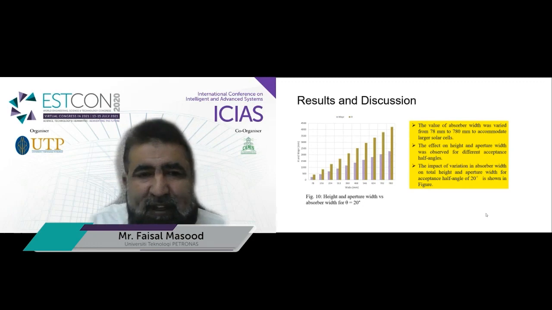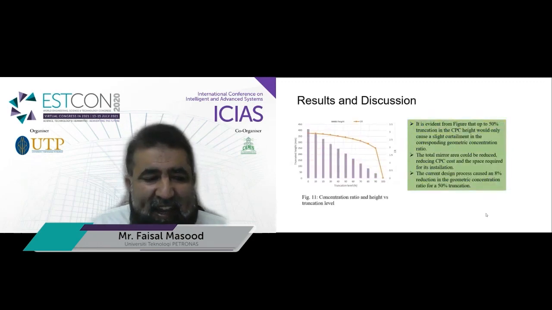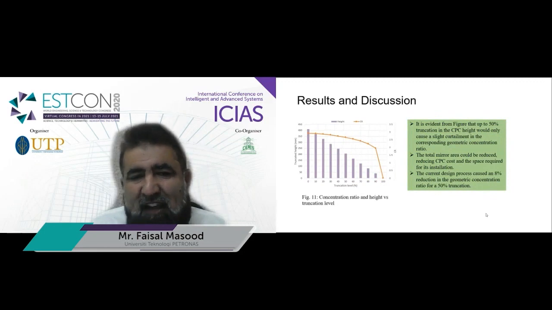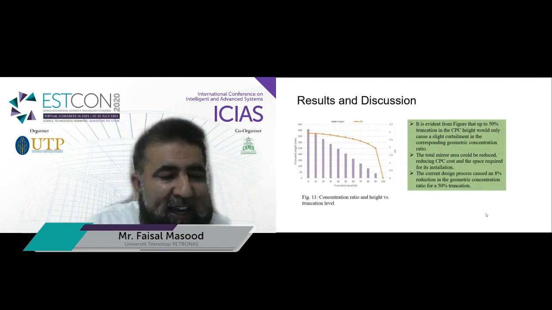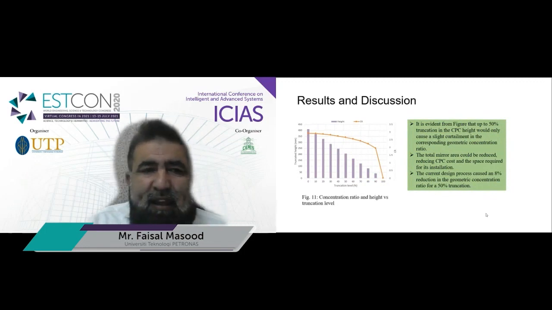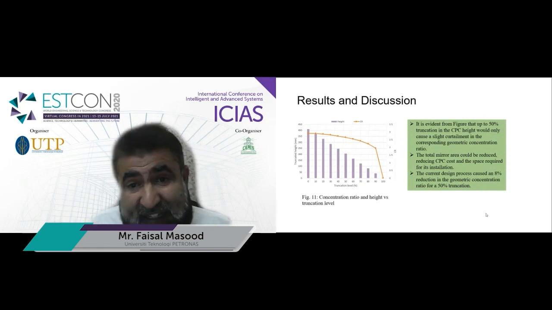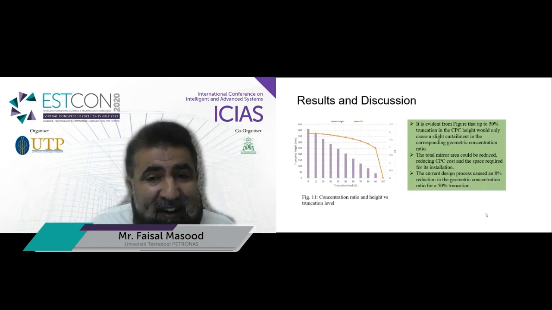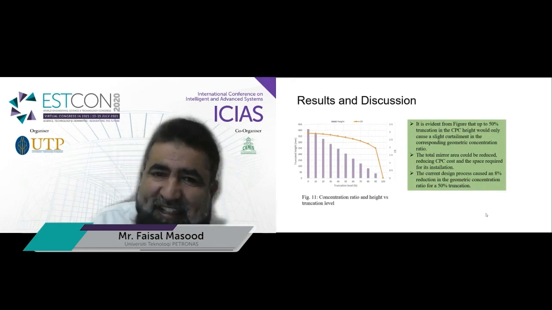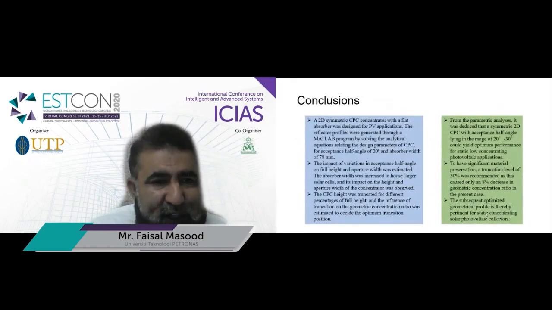and aperture width also increase. And here is the concentration ratio and height versus truncation level. As the truncation level increases, CPC height decreases, so total mirror area also decreases, and CPC cost and the space required for its installation decrease. Here are the conclusions.